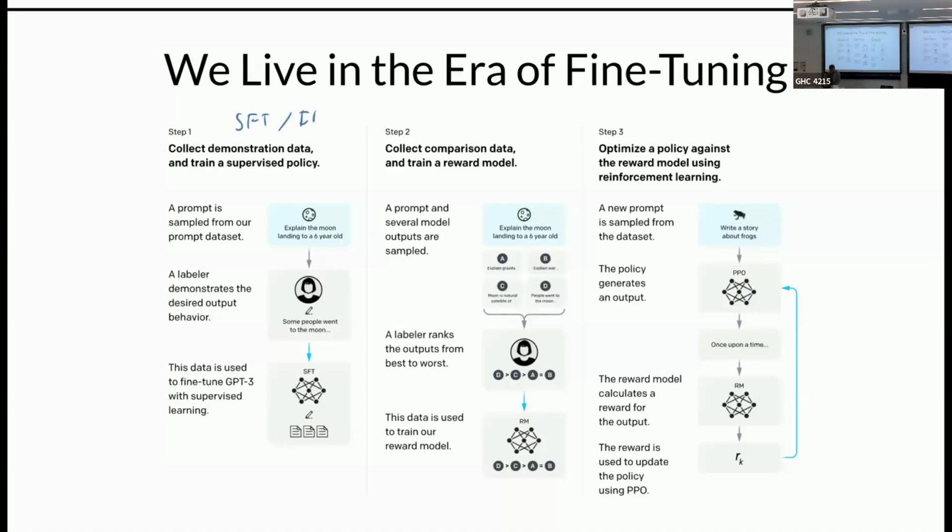But really under the hood, this is just imitation. So what you do is you basically get some prompts, like questions you want to get answered. You ask a demonstrator to tell you, okay, how should I answer this question? What was a good answer to this, right? And then you use this to fine-tune the model.